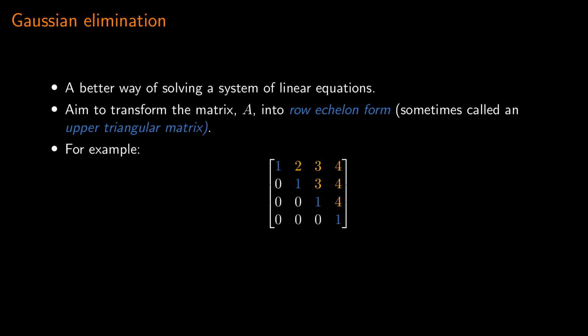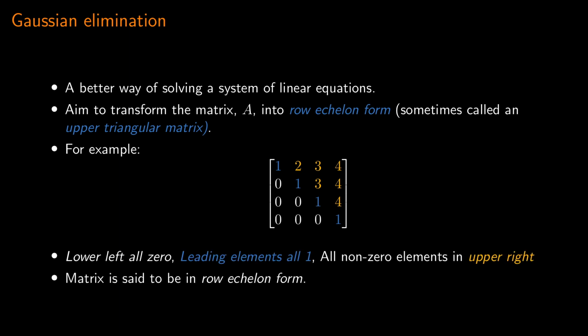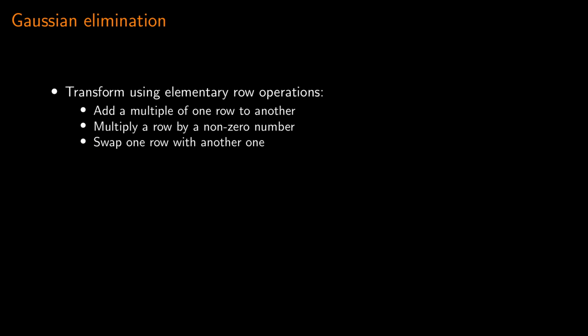This is an example of a matrix in row echelon form. So we have all the 0 numbers down here in the lower left, and then all the non-zero numbers in the top right corner. And technically all the leading numbers for each row should be 1. Actually, for solving a system of linear equations, we don't need to insist upon that, but that's something else. So that is an example of the row echelon form, and we transform our matrix into that using the elementary row operations.